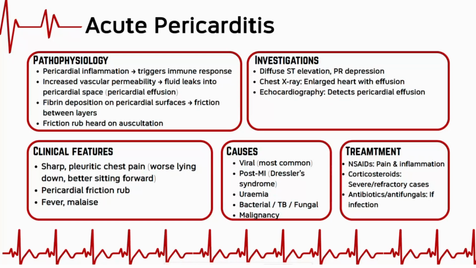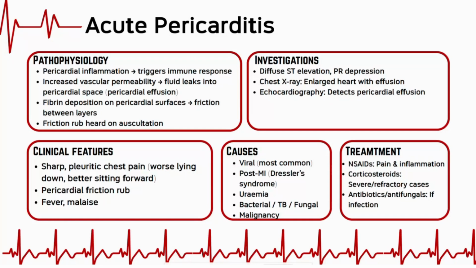Then you have to look at the reciprocal lead, which is aVR. And there you will see a PR elevation and an ST depression in aVR. So if there are reciprocal changes, then you can be a bit more confident from the ECG itself that this patient might have acute pericarditis.